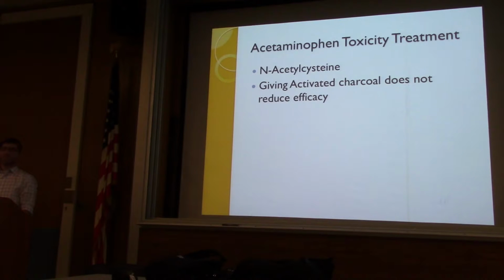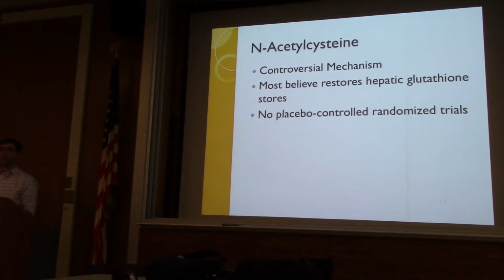So let's talk about the treatment for acetaminophen toxicity. The big one is N-acetylcysteine and activated charcoal. But activated charcoal hasn't really been shown to have that much benefit. And with N-acetylcysteine, there are two routes you can give: oral and IV. With N-acetylcysteine and activated charcoal, there's no decrease in absorption from the activated charcoal, so you don't have to worry about pretreating beforehand. It has a controversial mechanism. Most believe that it's probably due to glutathione stores, but there aren't really many placebo-controlled or randomized trials when it comes to N-acetylcysteine.